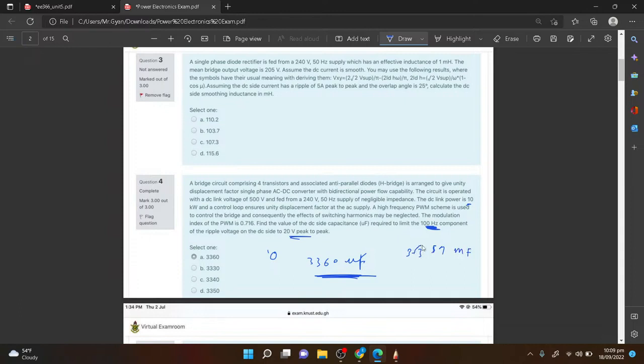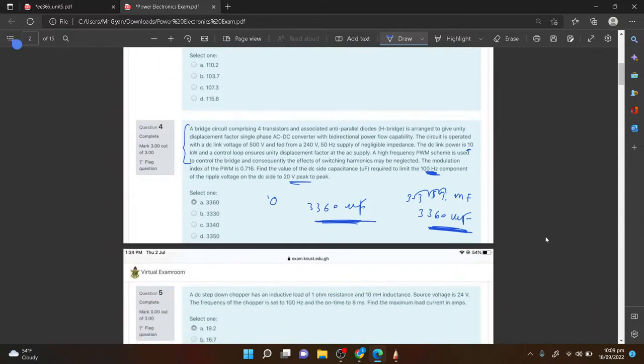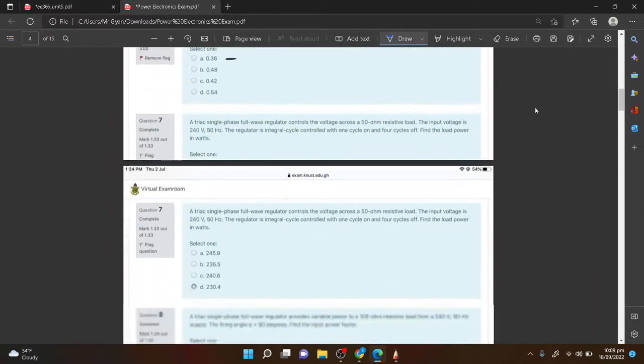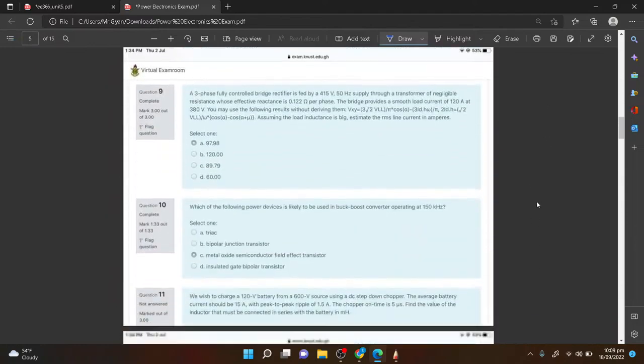Then you move it here. So 1, 2, 3. Then I'll give it 3, 3. Then they rounded it off to 30 microfarad. So that's the answer. So yes. Now let's do the other questions on the converter.